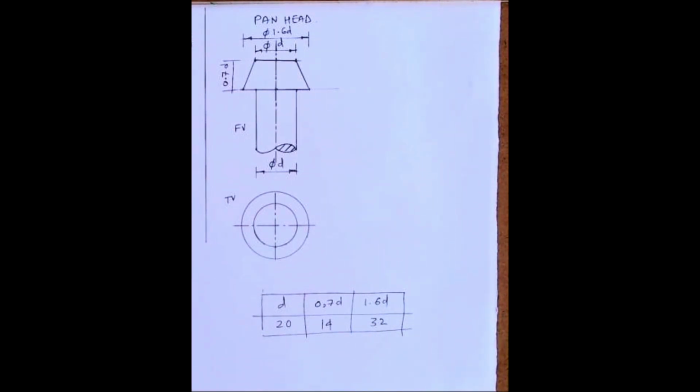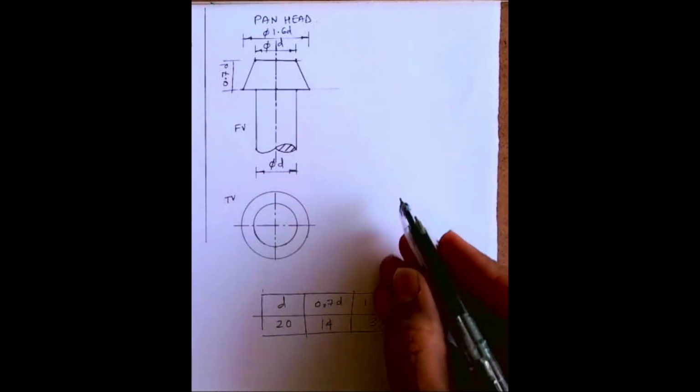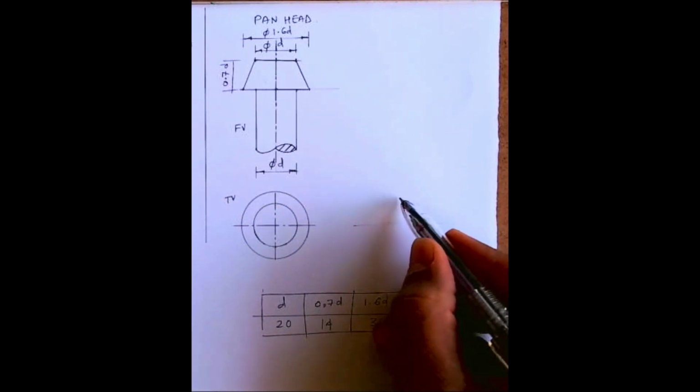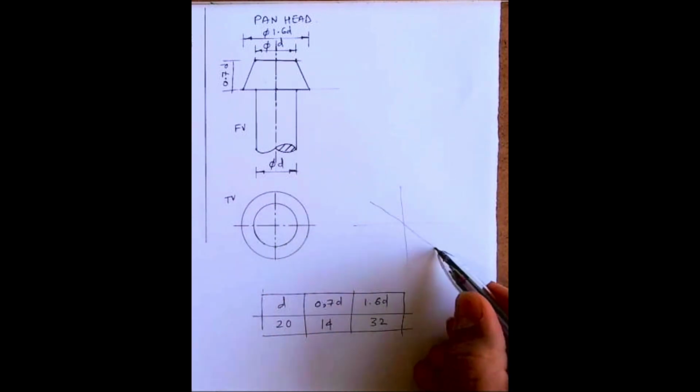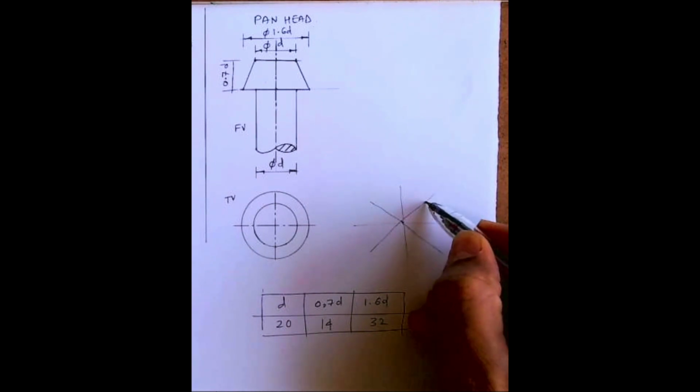It is always advisable to start with the circular view. So we'll start with the top view first. I know the bigger diameter is 32, so I can take 16, 16 and I can draw a circle.